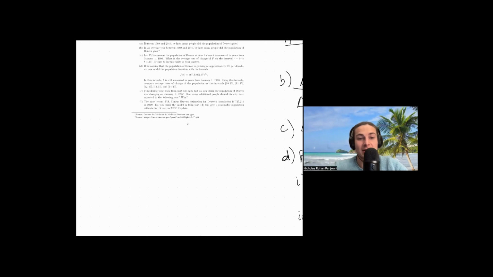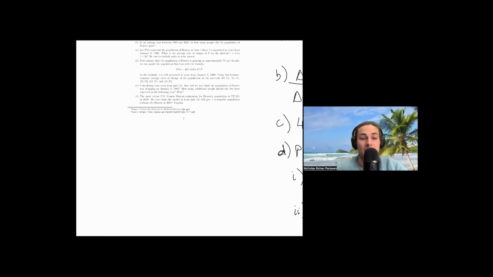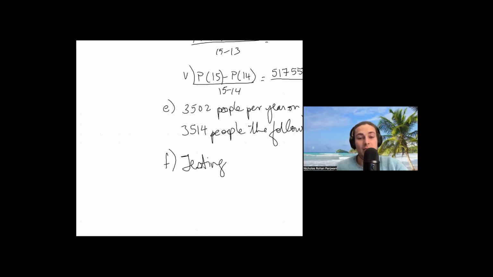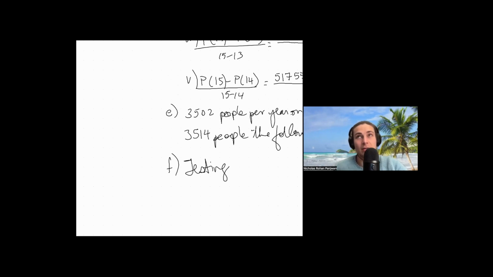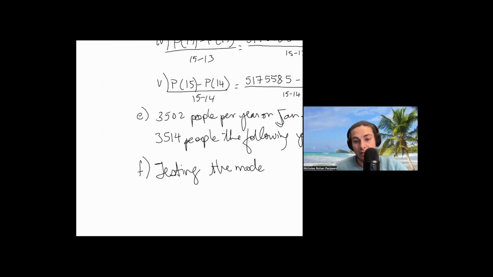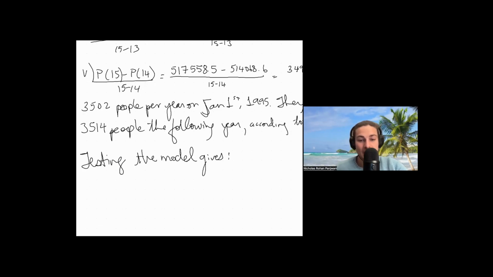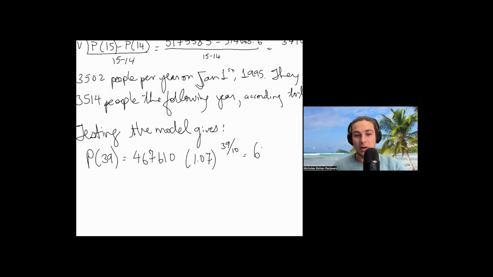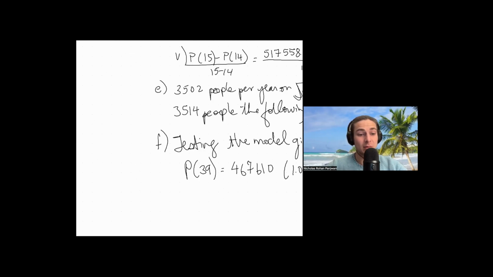The most recent U.S. Census Bureau estimation for Denver's population is 727,211 in 2019. Do you think the model from Part D will give a reasonable population estimate for Denver in 2021? Testing the model, we're basically just going to plug in 2019, or I guess it would be 39, into the model. Testing the model gives P of 39. Basically plug it in to the model and we'll see what we get. So we get 608,808, I believe. Yeah, 608,808. So basically the model breaks down somewhere.